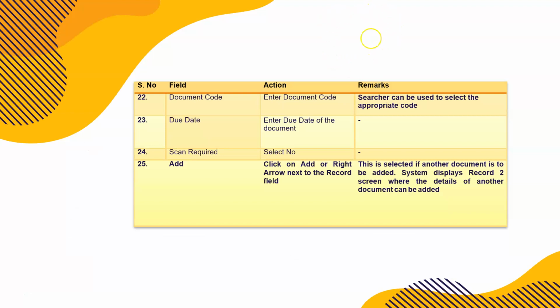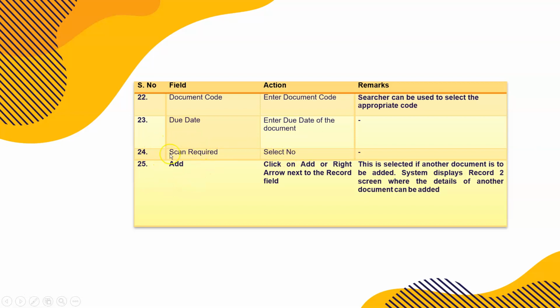So document code, whatever document you use, go on the searcher, you get this hypothecation agreement, you get various options. You can choose either due date. Generally it is 1 year. On the renewal, fresh documentation has to be done, right? And scan required. If your bank says yes, we'll scan the documents, that is even better. Yes or no. If it is not required as per your bank, make it no, but this has to be done. This is a mandatory field here.